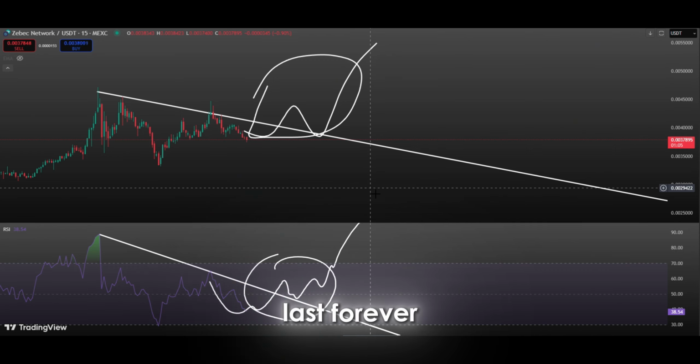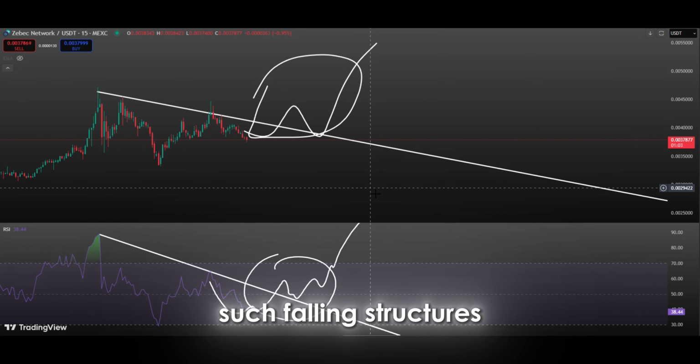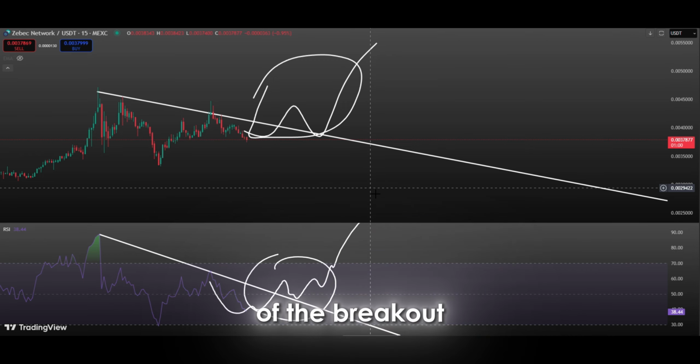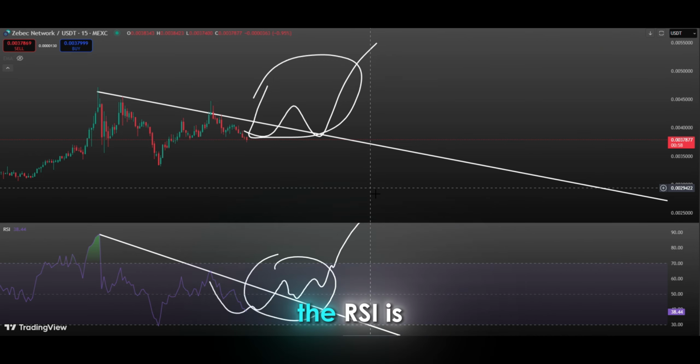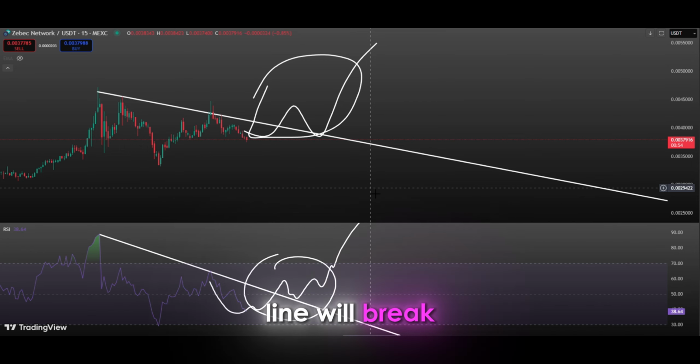But this doesn't last forever. As in many instances in technical analysis, such falling structures will eventually break, increasing the likelihood of sharp movements in the direction of the breakout. Currently, the RSI is very close to this falling trend line. When it reaches these levels, traders often keep an eye on whether this trend line will break, because such a break in the RSI often reflects positively on the price.